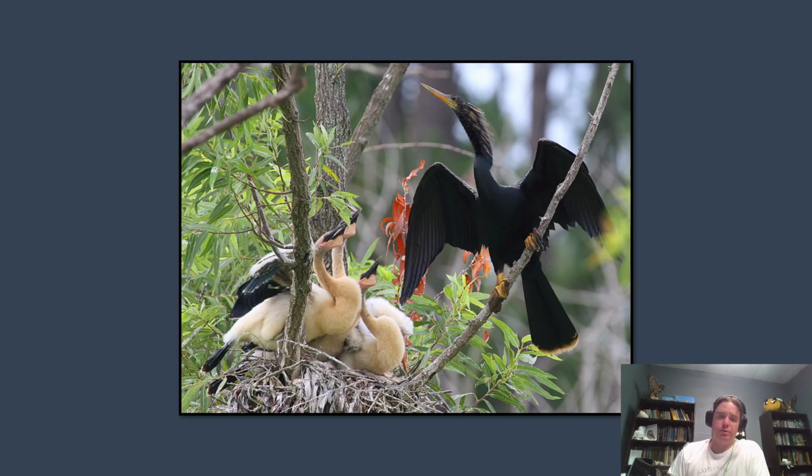And there's an obligatory picture of an anhinga with its young for extra zazz. It's a cool picture.